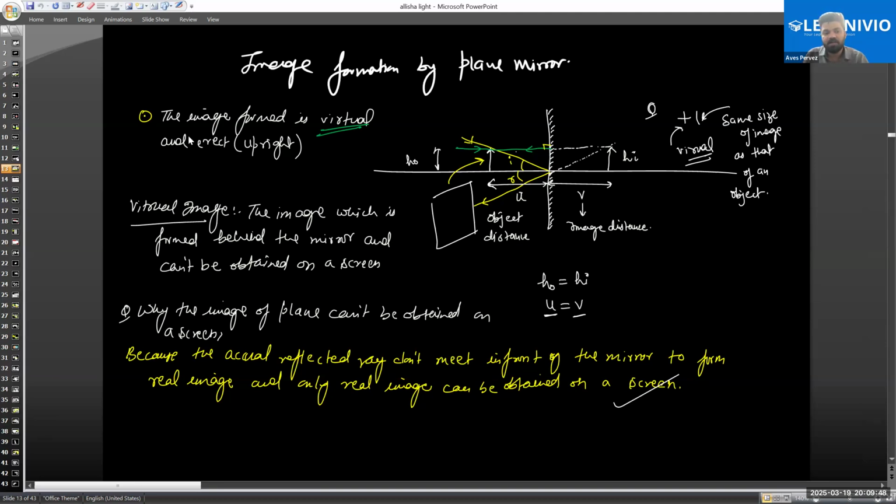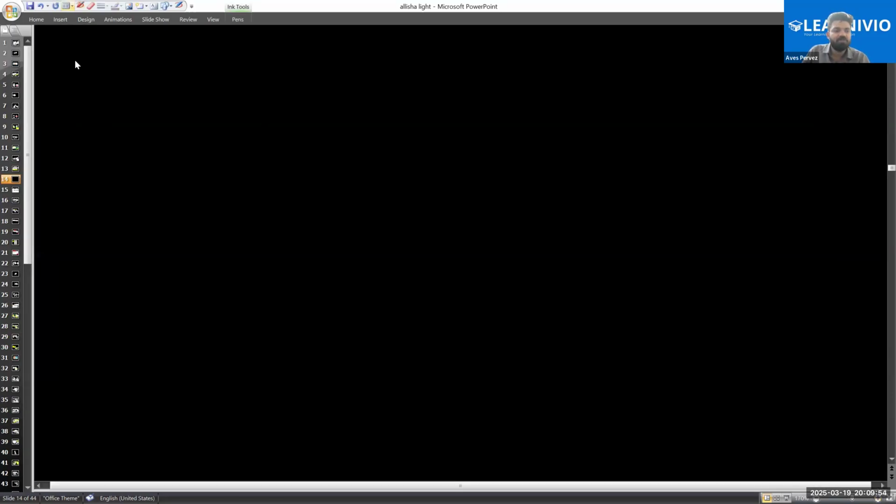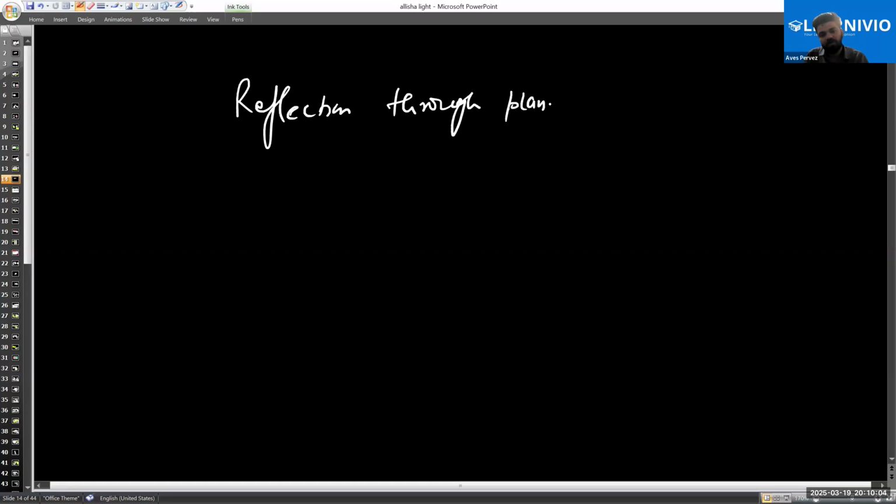Virtual and real image, along with we are going to discuss reflection through plane mirror. Okay, reflection through plane mirror.